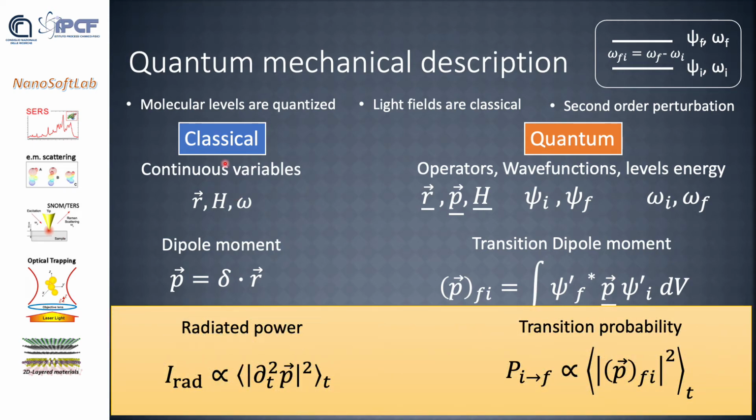Again, in the classical picture, we have the radiated power, that is the time average of the second derivative of the dipole moment, while in the quantum picture, we have a transition polarizability, that is a time average of the squared transition dipole moment.